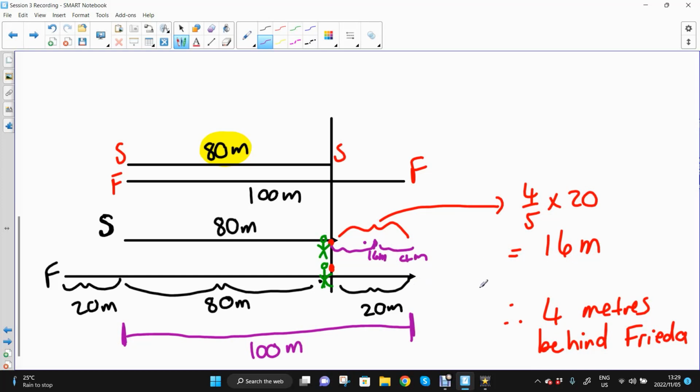So how far ahead is Farida from Sumaya? That would be 4 meters. 4 meters difference. And Farida will definitely win this race.